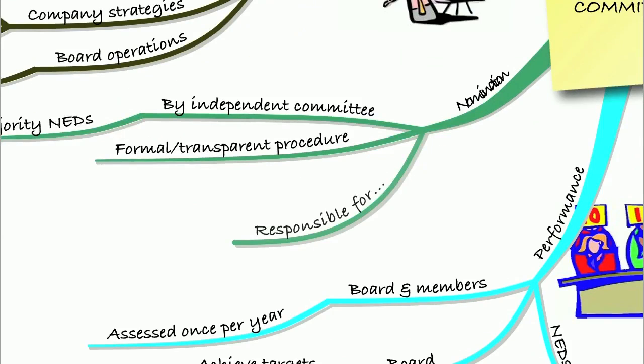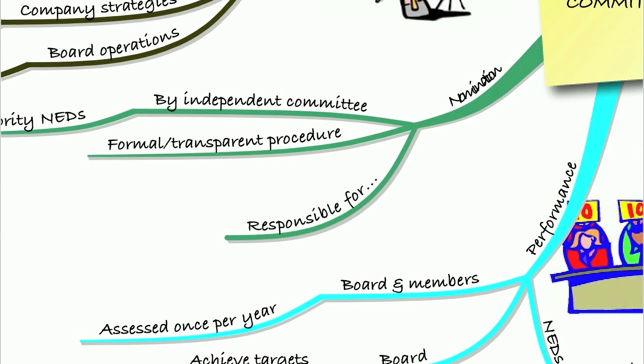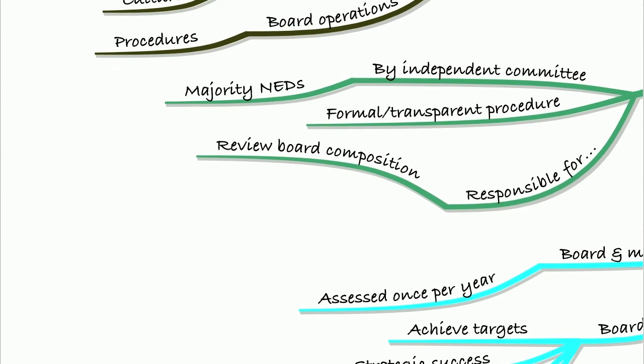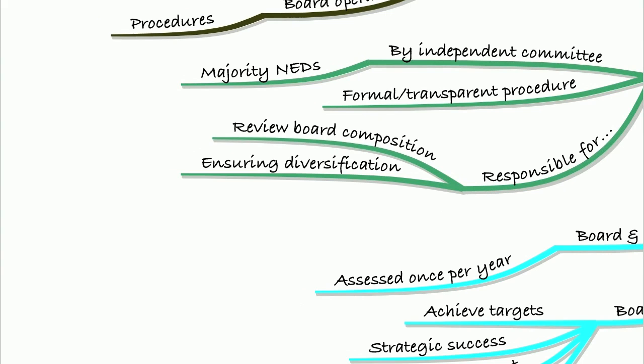Now, what's this nomination committee responsible for? Well, we know it's responsible for nominating directors, but what else will it be responsible for? Well, it'll be responsible for reviewing the board composition. So they'll look at the board and see how it's structured. They'll see, is there a half and half structure in terms of executive and non-executive directors? Do we have a good diversification on the board? They'll look at that and see, do we need to change the composition on the board? So they'll ensure that diversification that's now required when it comes to the board.